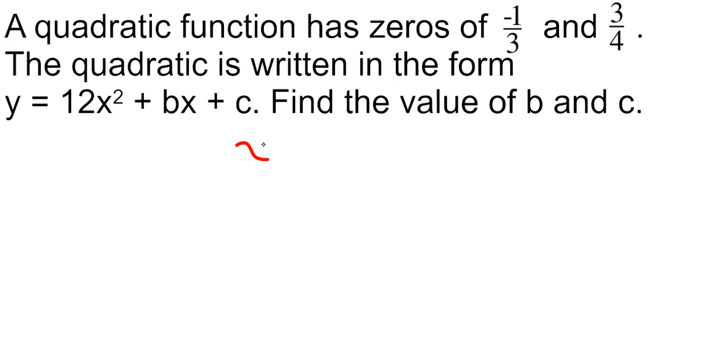So first of all, let's start with the fact that we know what the zeros are. Zeros are the solutions or the x-intercepts. They all mean the same thing. So I know that's the answer. What I want to do is work backwards and see what the factors of that quadratic are.